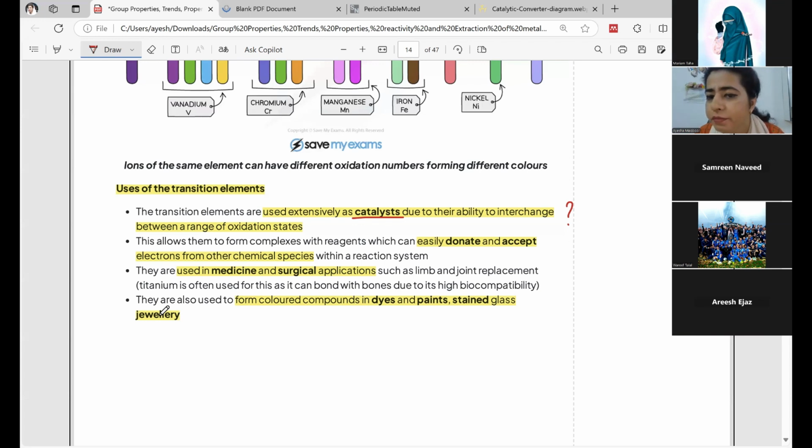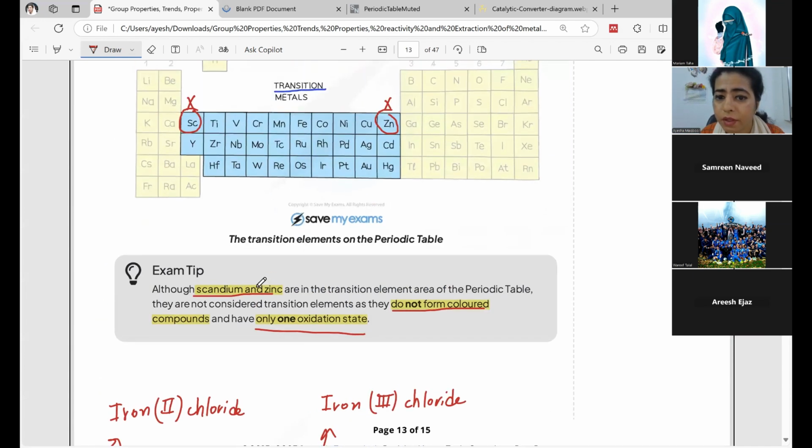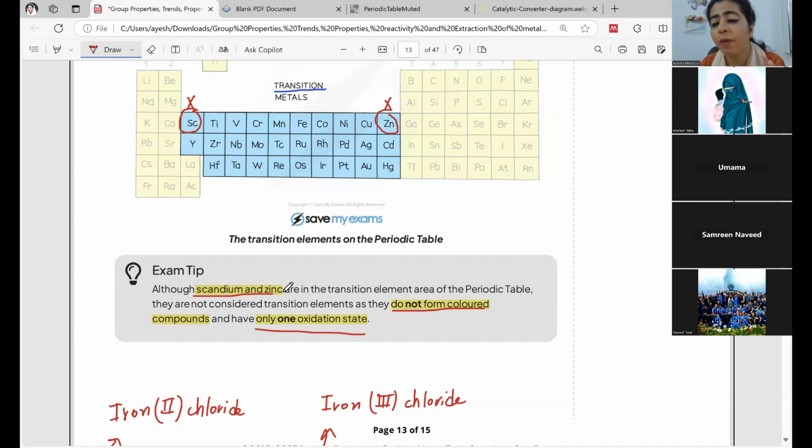Okay. Yes, Mariam. Miss, but scandium and zinc are not transition, yes. The reason is because they're not making colored compounds. We said all the transition metals have the property that they are colored. The elements below them, they all are transition. Just scandium and zinc. Two only, not the whole group under it. No, only scandium and zinc. They are not transition. Okay.